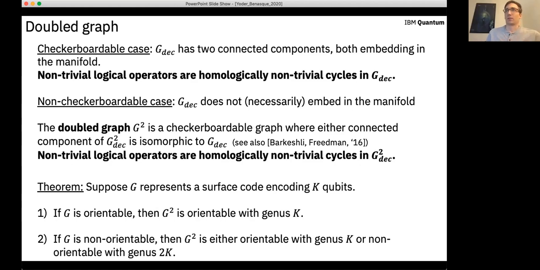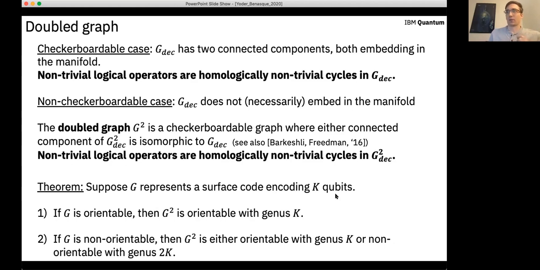In the non-checkerboardable case, though, the decoding graph not only does not break into 2 pieces, it also doesn't necessarily embed in the same manifold as the original graph. So that makes it hard to relate logical operators to some sort of homological non-triviality. So the doubled graph gets around this. It's a checkerboardable graph where either connected component of its decoding graph is isomorphic to the decoding graph of the original graph. And then we can say that non-trivial logical operators are homologically non-trivial cycles in this doubled graph's decoding graph.